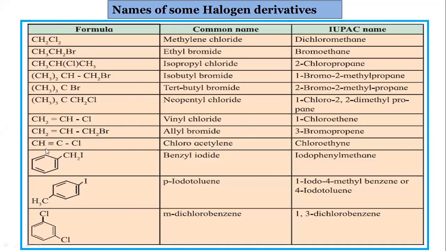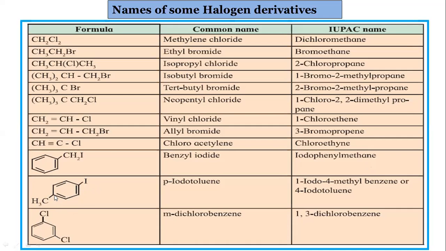Now I am coming to the aromatic system. This is benzyl iodide. CH2I means iodine is attached to the sp3 hybridized carbon, and this carbon is attached to the sp2 hybridized carbon. The IUPAC name is iodophenylmethane. Then this is a 1,3 position. The common name is meta-dichlorobenzene or 1,3-dichlorobenzene. And this is para-iodotoluene, because this CH3 is directly attached to the benzene ring. It is toluene, and the para position means the 1,4 position.